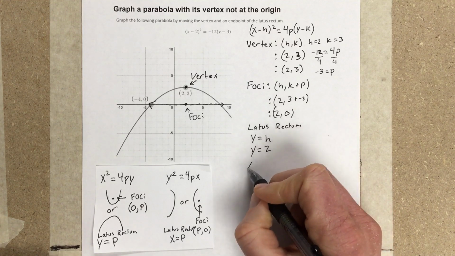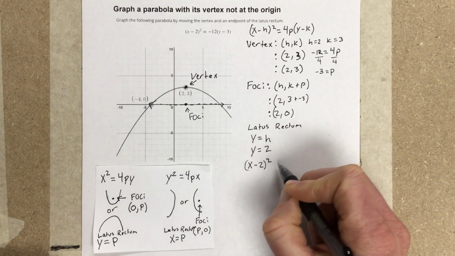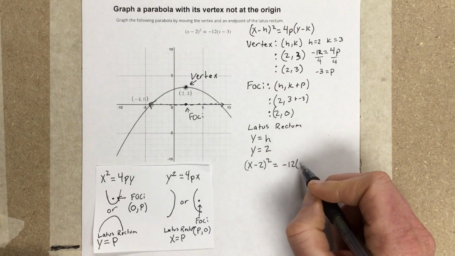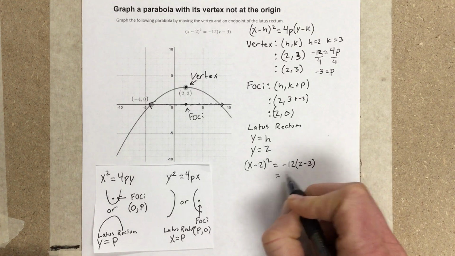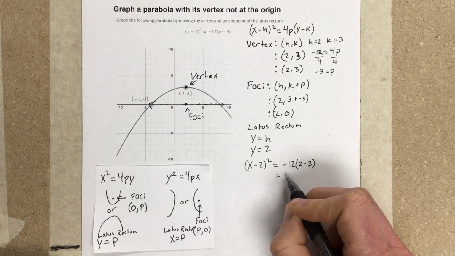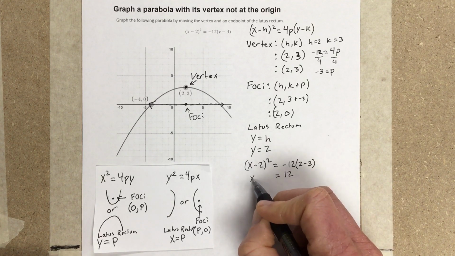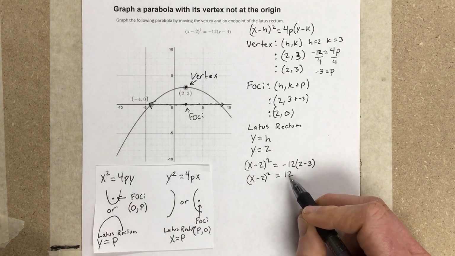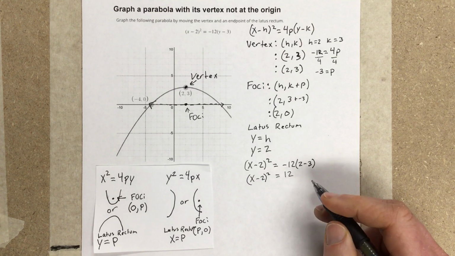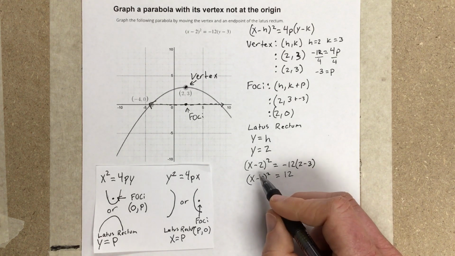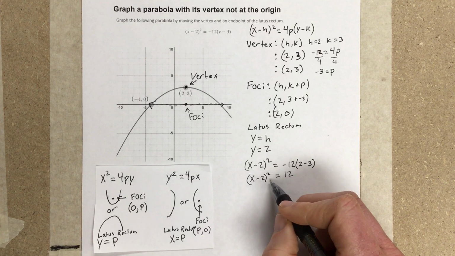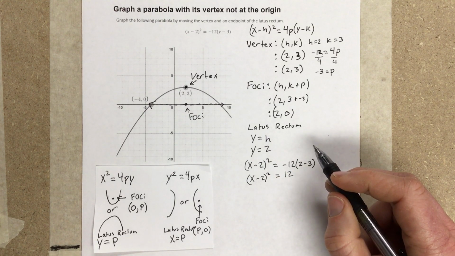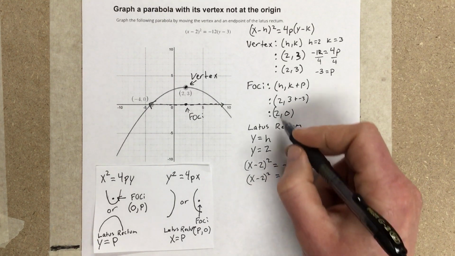And so we have (x - 2)^2 is equal to negative 12. And I plug in y equals 2, so I have 2 minus 3 here. When I multiply these together, that's negative 1 times negative 12, that's positive 12. So I get (x - 2)^2 equals positive 12. If I do the square root on each side, see, I've got something wrong here. Oh, my bad. I did this in the last problem too.